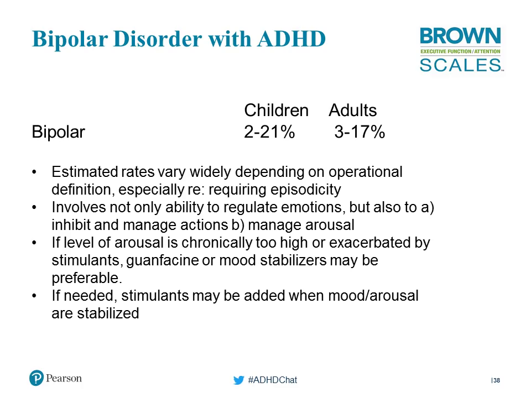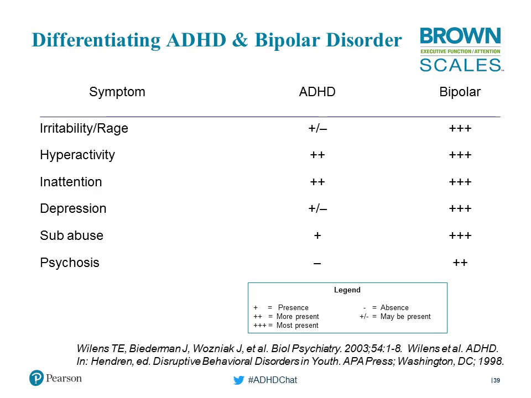And that's a case where you're probably going to want to get another consultant to give you a hand in looking at this. If the level is too high, or it's made worse by stimulants, then guanfacine or mood stabilizers might be better. But if you've got somebody where their moods are stabilized, then stimulants might be helpful, because sometimes they still need the help to be able to move it. These are some of the factors you can take into account in comparing.